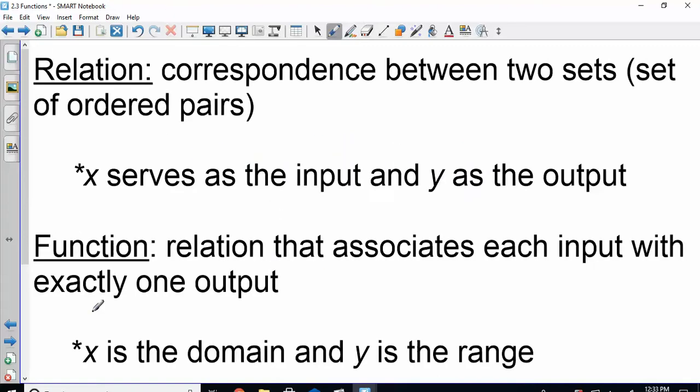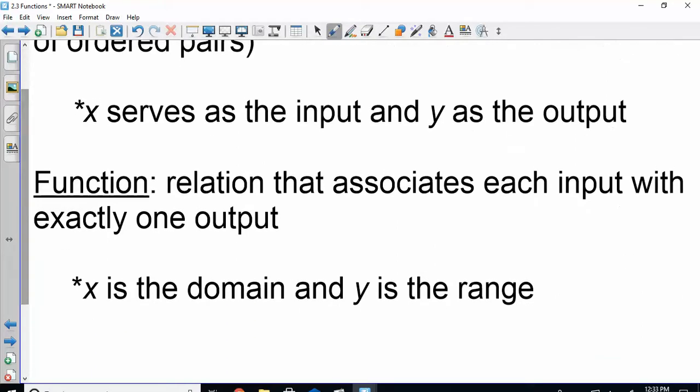So that is the first thing on your notes. Relation is just any kind of relationship between two sets. We're used to thinking of ordered pairs, but it could be anything. Your x is your input, your y is your output. Okay, specifically talking about a function, each input only has one output. If I plug in 5, I only get one answer out. I don't get 3 or 4. Okay, if it's a function, you do something to it, you get out one answer. We call the x the domain and the y the range in that.